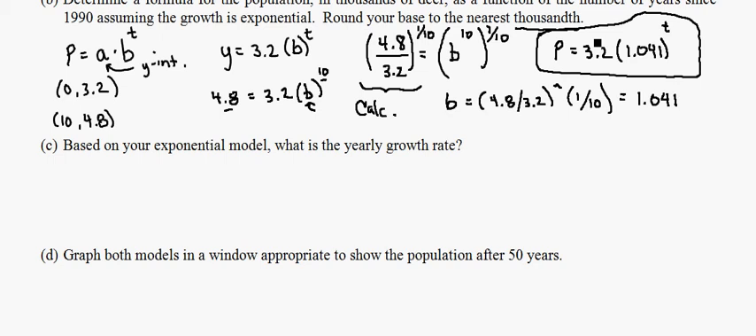All right, hopefully you came to a very easy conclusion. Hopefully you looked at this and you said, oh, I recognize this form. This is telling me that I'm getting a 4.1% growth rate per year.